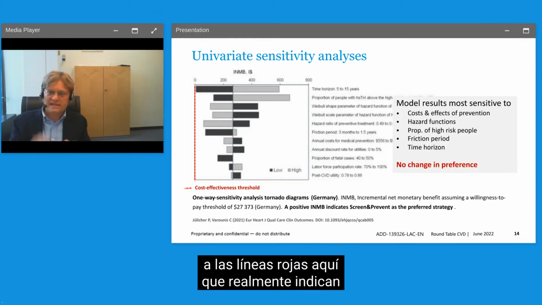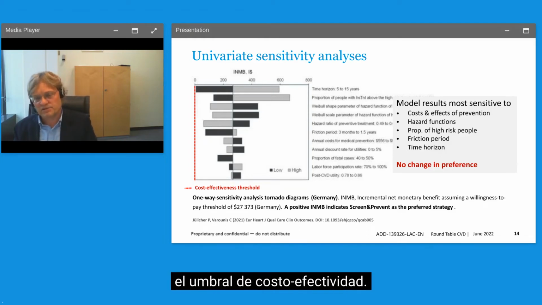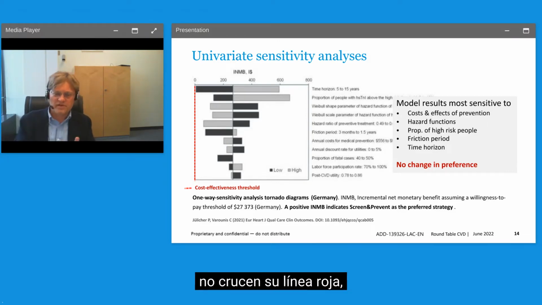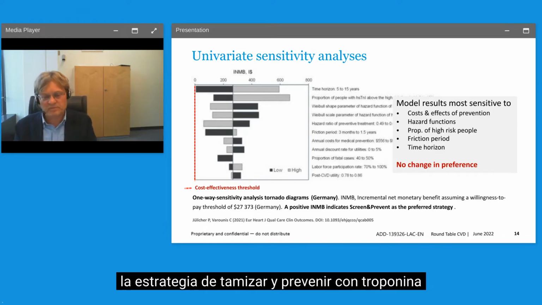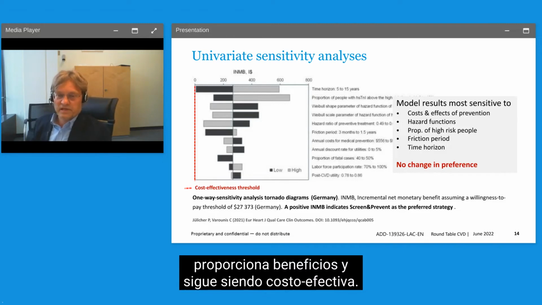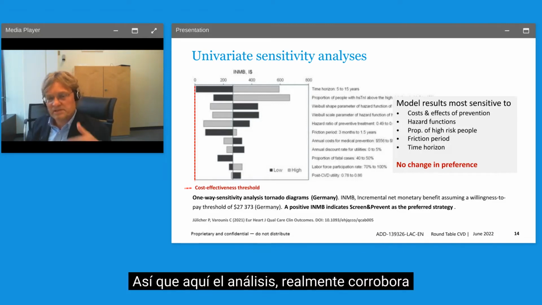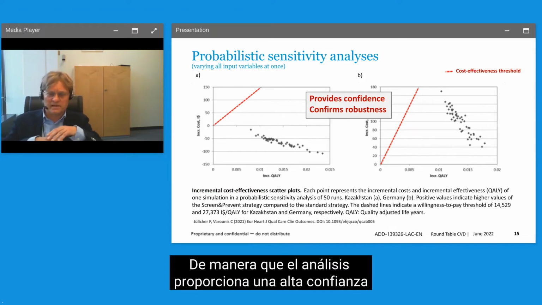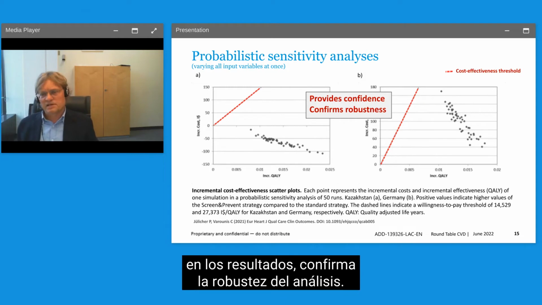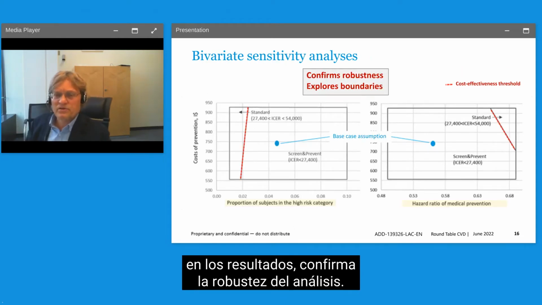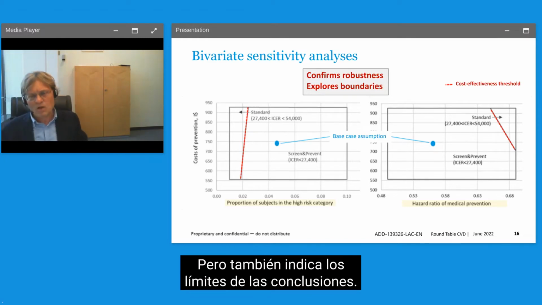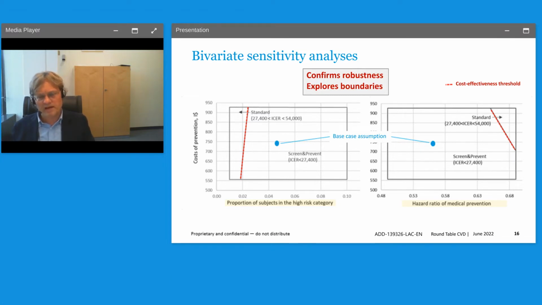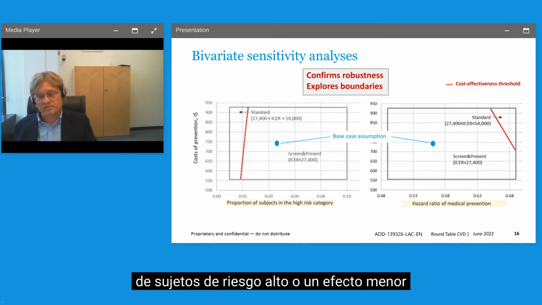I would like to draw your attention to the red lines here that indicate the threshold of cost effectiveness. And as long as the figures or bars or dots really do not cross the red line, the screen and prevent strategy with troponin provides benefit and remains cost effective. So here the analysis really corroborates the preference for screen and prevent. So the analysis provides high confidence in the results. It confirms the robustness of the analysis, but it also indicates the boundaries of the conclusions. For example, here in case of a very, very low proportion of high-risk subjects or a lower effect of the treatment, for example.